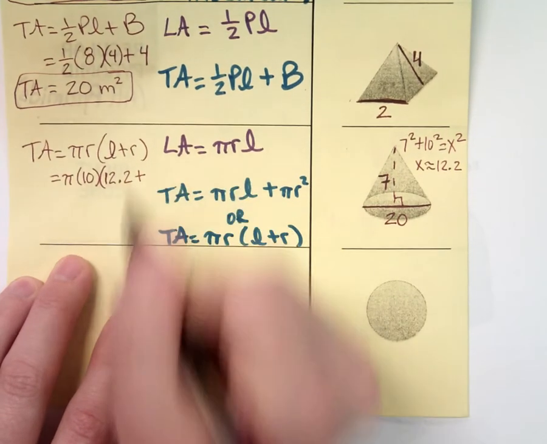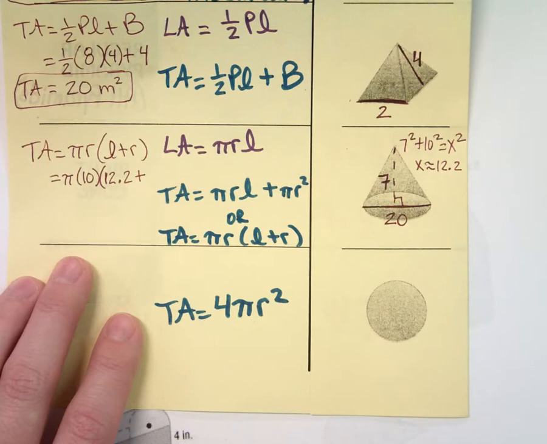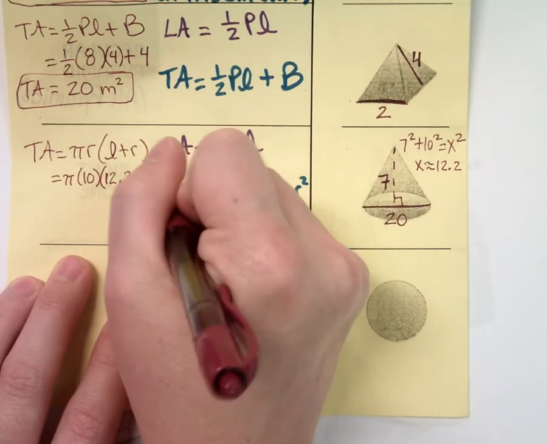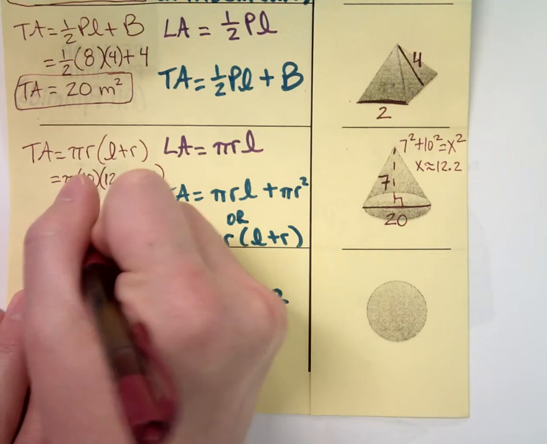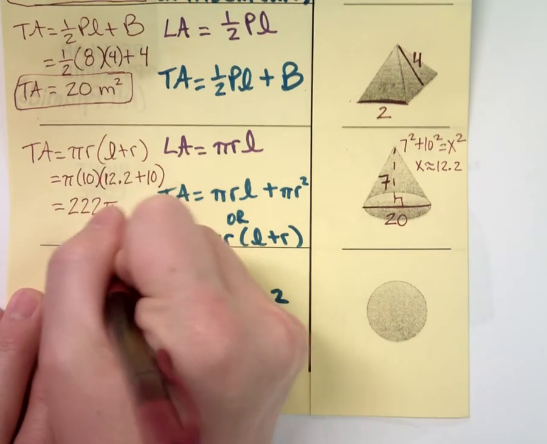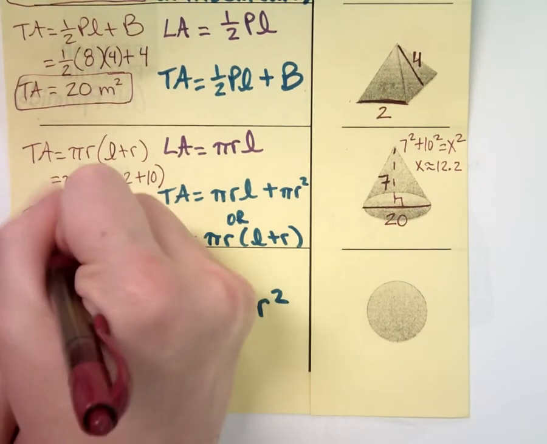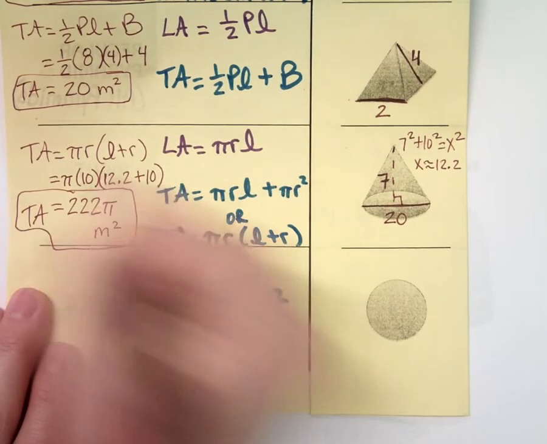And then it wants me to add the radius. And what's the radius again? The radius is 10. Okay, so let's just go ahead and leave this in terms of pi. If I leave this in terms of pi, we get 222 pi. Beautiful, 222 pi. And I'll just stick with my meters. And once again, it's meters squared because area is always in square units.